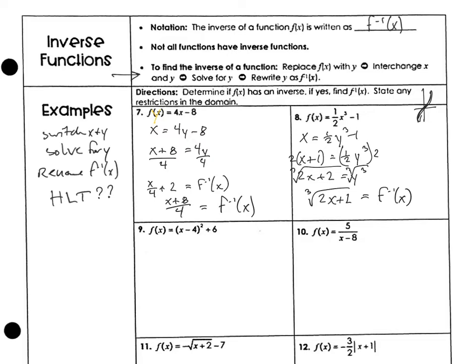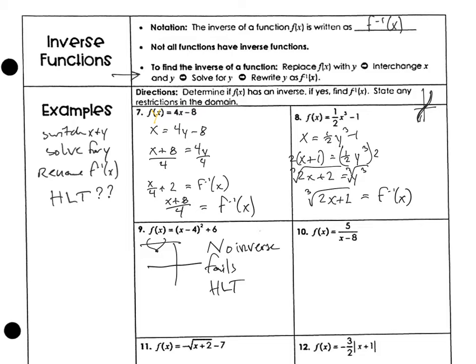Now, for number 9, if we think about what this graph looks like, we know a lot about it. This is really going to test your parent functions and your transformations. We know that it moves left 4 and up 6, and it's just a parabola. And so it fails the horizontal line test. So we're going to say no inverse. Fails the horizontal line test.